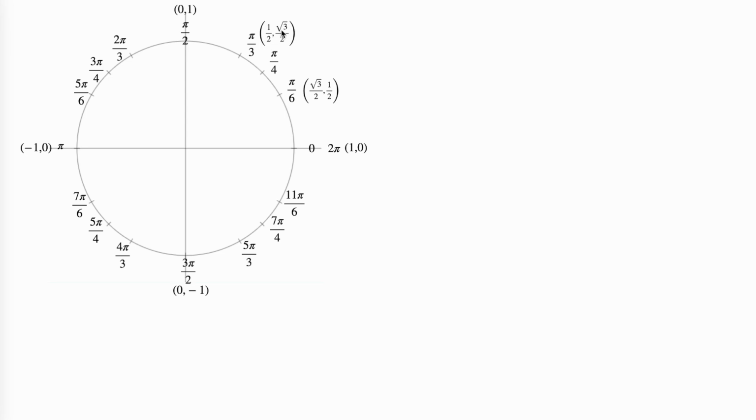For the pi over 6, as we saw, it's root 3 over 2, comma, 1/2. Pi over 3, it's 1/2, root 3 over 2. It's the opposite of this. Pi over 4 was root 2 over 2, root 2 over 2, as we saw. From these 3 points, we can get all these other points.